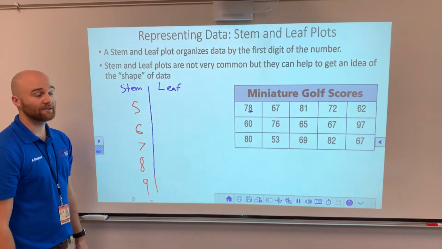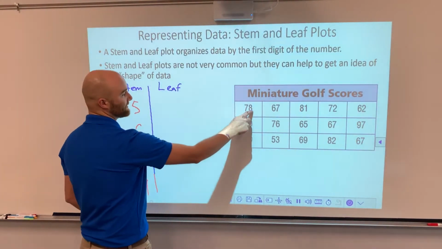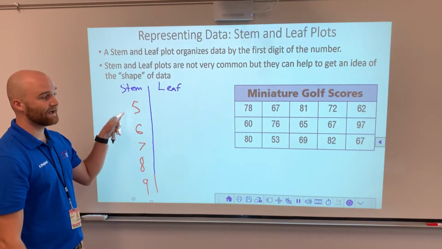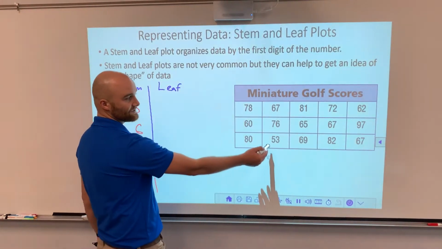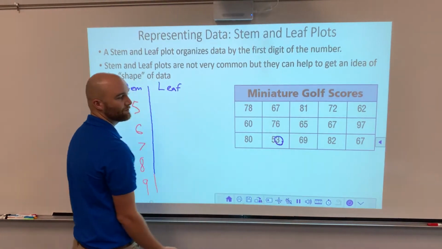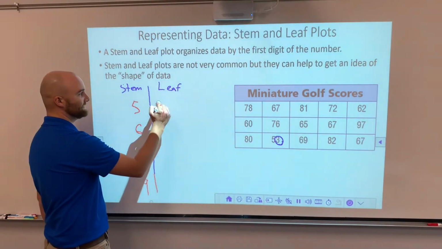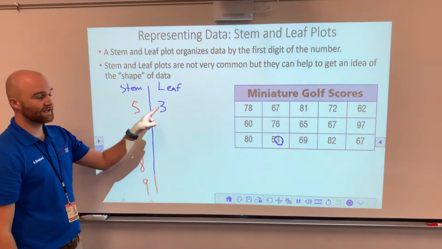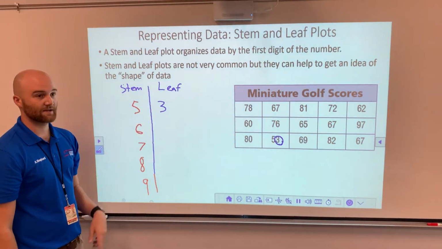Now I need to put in those leaves. So first, I'm going to look at everything that has a stem of 5, so everything that has a 5 in its tens place. This is the only one that has a 5 in its tens place, and it has a 3 in the ones place. So my leaf is 3. We can read this as 5 and then a 3, or 53.